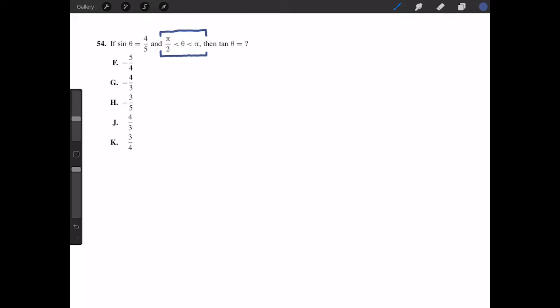This seems to be useless, but it's going to be very relevant to picking the right choice. So let's begin by reminding you what the trig functions stand for.